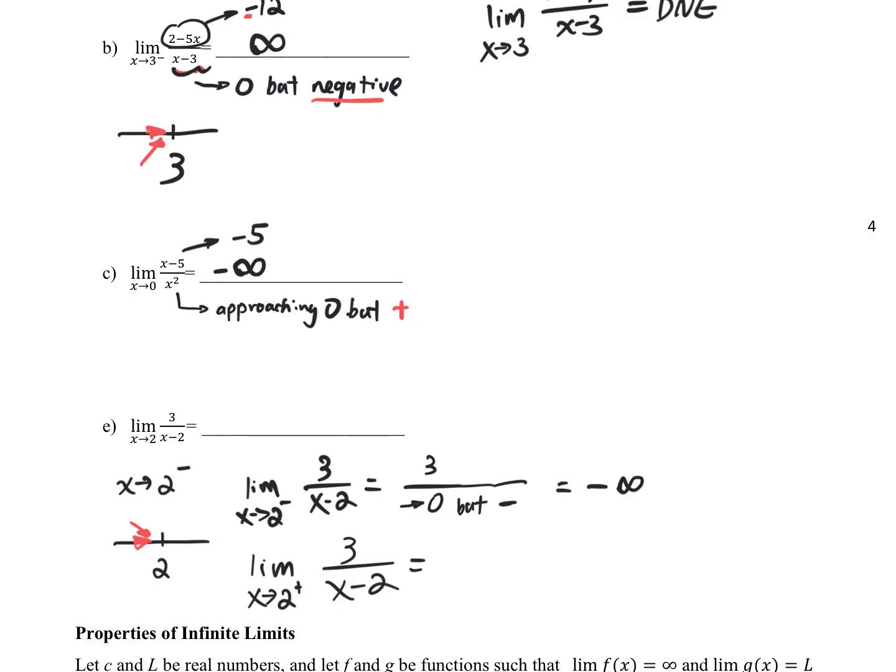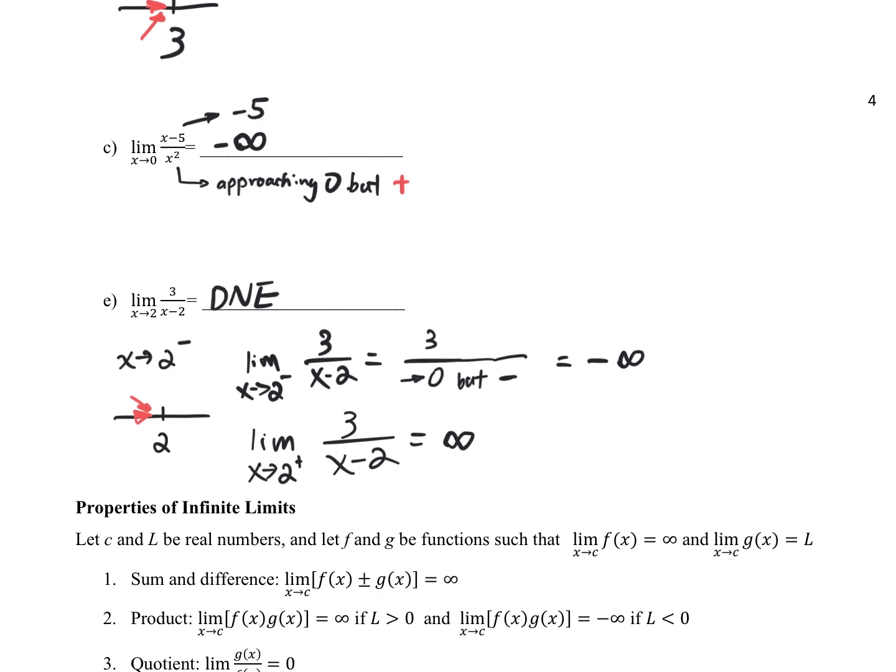Now when x is approaching 2 from the right, x is greater than 2. Therefore, x minus 2 will be positive and approaching 0. 3 over a positive number approaching 0 is going to be infinity. Because they are not the same here, I would say this time the limit does not exist will be the most appropriate answer.